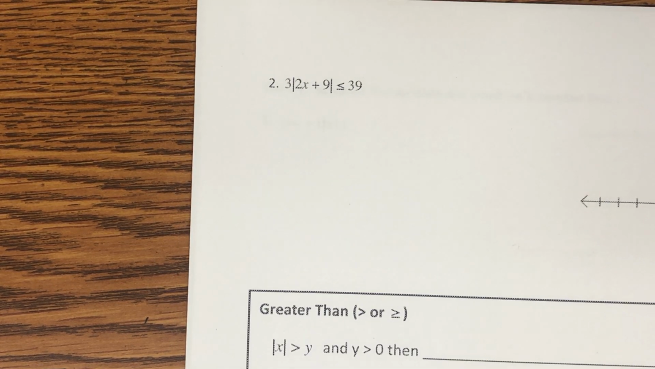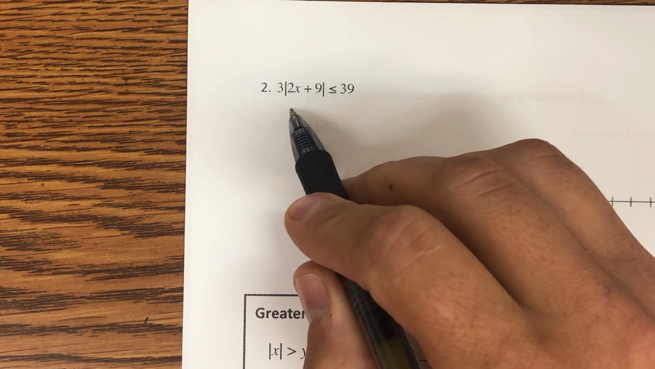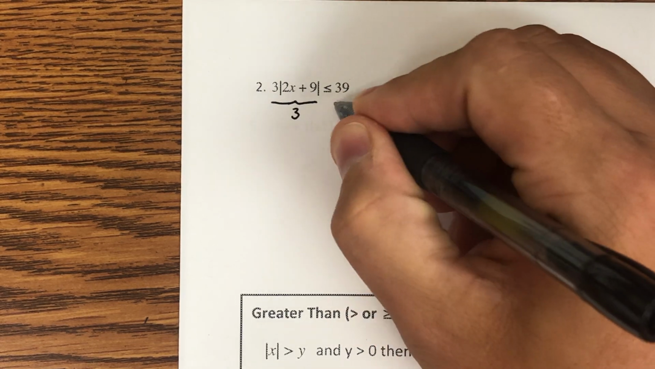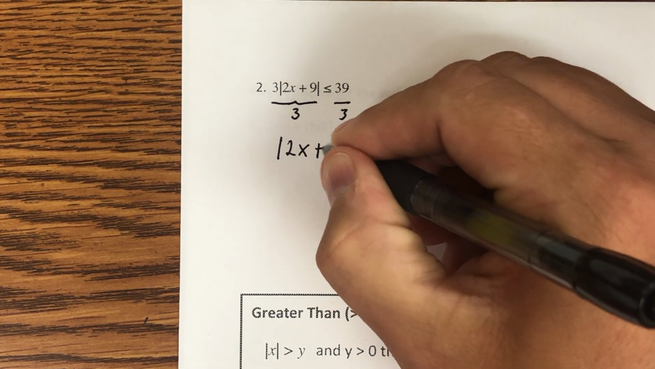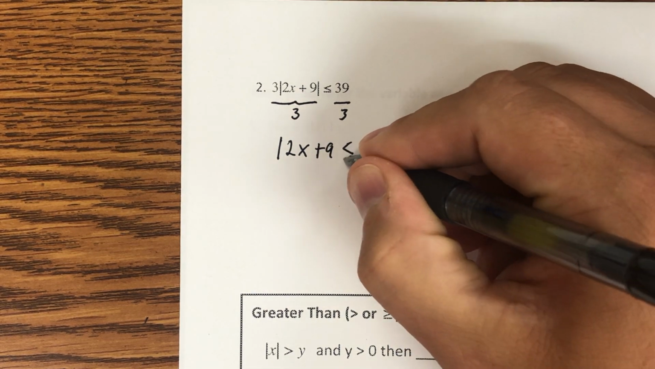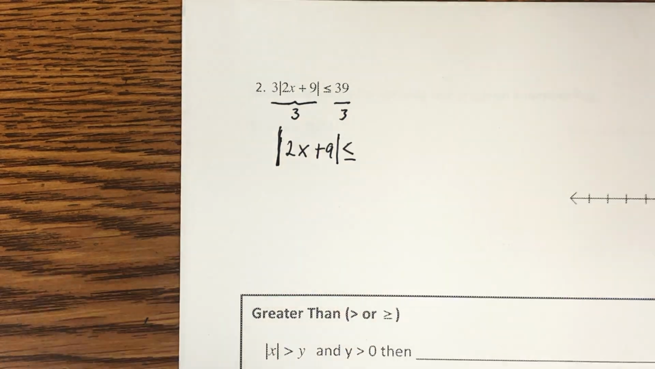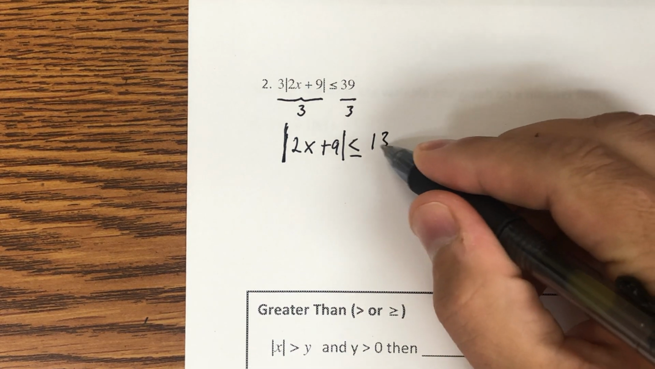So our first step is to isolate the absolute value. In this case, we have 3 times the absolute value. To undo multiplication, I will divide by 3 on both sides. And we get absolute value 2x plus 9 is less than or equal to, keep my bars nice and big, so I don't think that's a 12. 39 divided by 3 is 13.